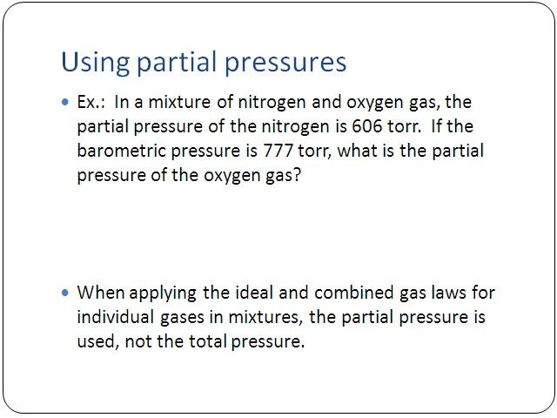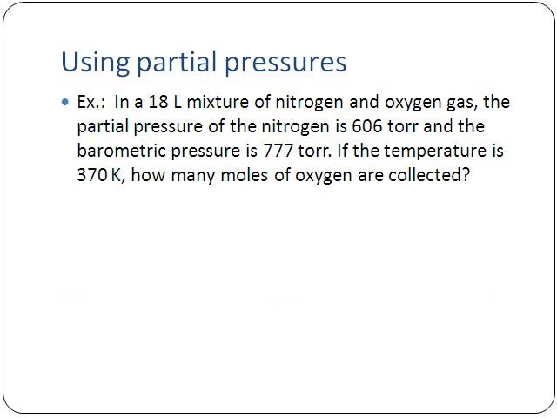And so taking a look here, if I can get my computer to listen to me. All right, so in an 18-liter mixture of nitrogen and oxygen gas, the partial pressure of the nitrogen is 606 torr and the barometric pressure is 777 torr. If the temperature is 370 K, how many moles of oxygen are collected? And so let's start this off here. The first question you always want to ask is, is this gas changing? It's not going from one type of gas to another. It's not changing its volume or its temperature or its pressure. So we're going to use the ideal gas law. So PV equals nRT.